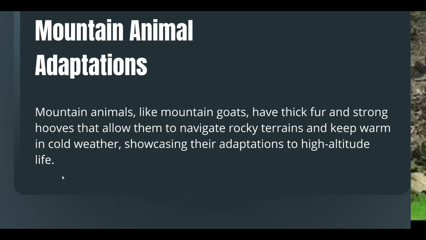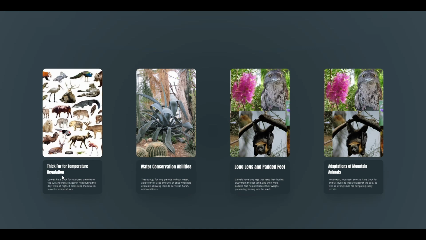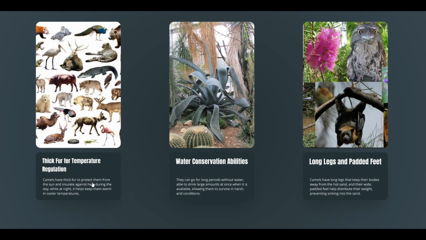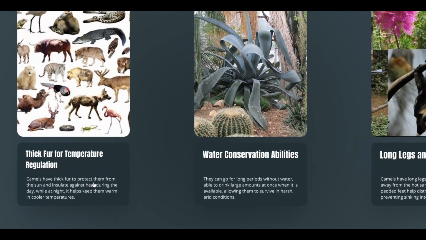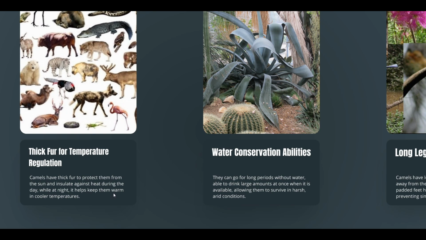So coming to the next topic, camel adaptation in different habitats. First, thick fur for temperature regulation. Camels have thick fur to protect them from the sun and insulate against heat during the day, while at night it helps keep them warm in cooler temperatures. What about water conservation abilities? They can go for long periods without water, and are able to drink large amounts at once when it is available, allowing them to survive in harsh conditions.